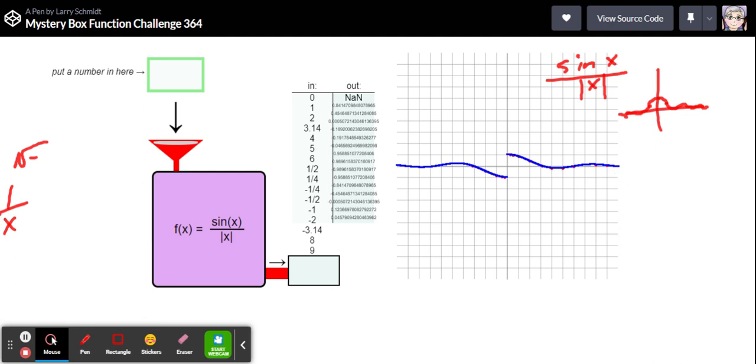Well, I think that was super, super hard. You would need to have recognized the sine of x over x. That would have put you in a good place to understand this one, and then figure out that you need an absolute value in there somewhere to get that left-right sort of mirror image.